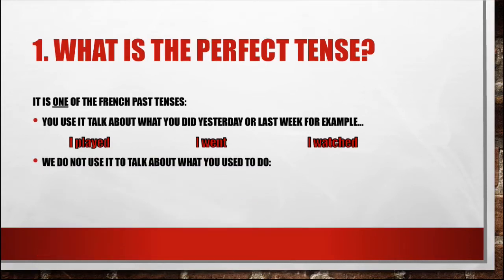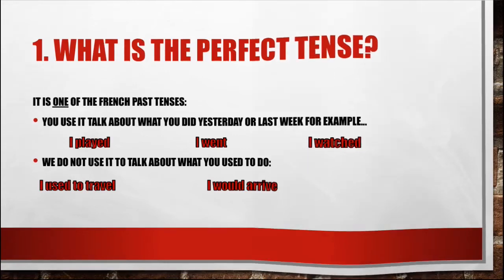But if you're trying to talk about something that you used to do, then it will be different. So if you were to say, last year I used to travel to go to work, or when I was little I would arrive at 10 o'clock on Sundays, then this will not be the perfect tense anymore. So let's avoid confusion and keep things simple here. Only the top ones: I played, I went, I watched, and equivalent.